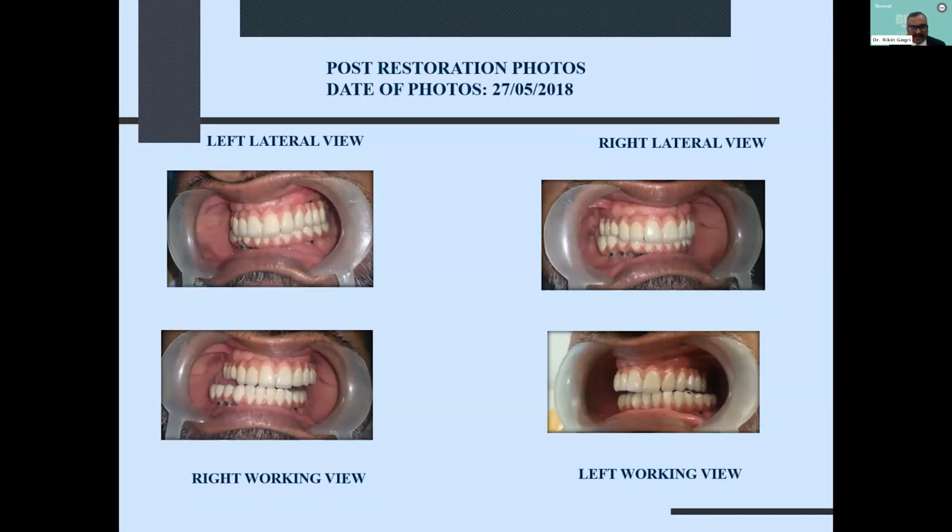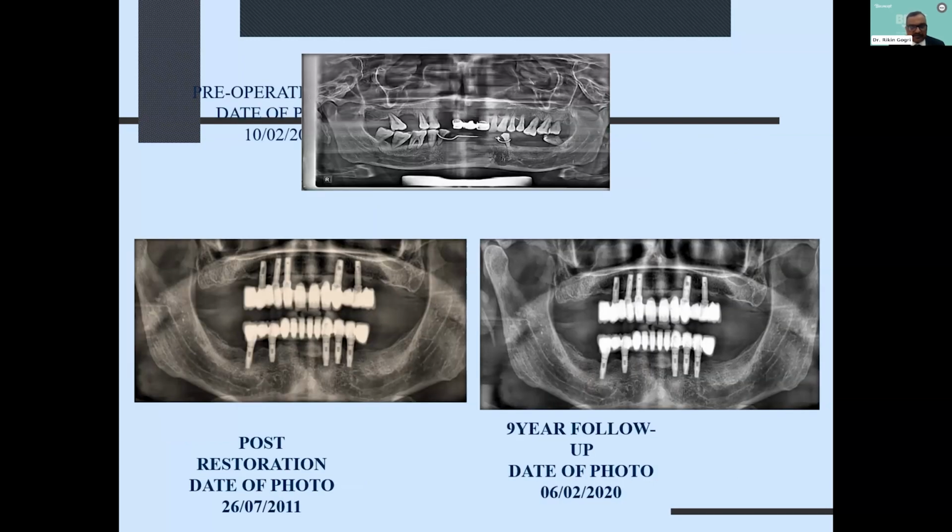The canine guidance and the lateral excursive, left working and right working, are also shown in the lateral excursion photographs. So you can see it should be a clear and smooth pathway. The canine guidance should be good, and the occlusion should be maintained. So this is how you should be maintaining the prosthetic part. Same way.